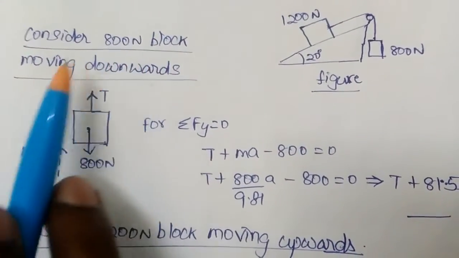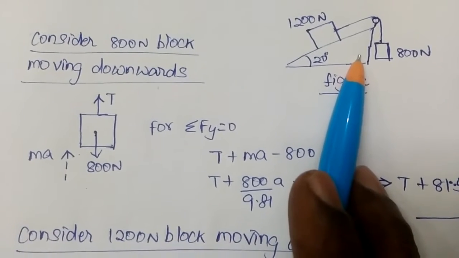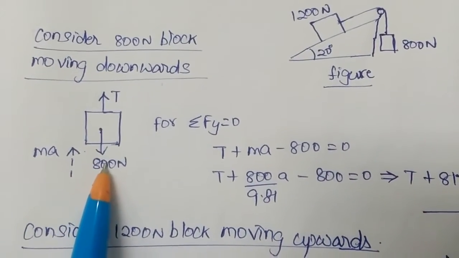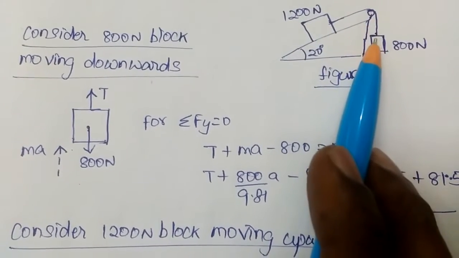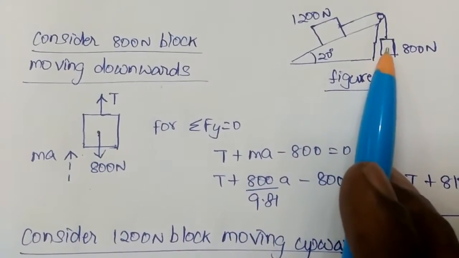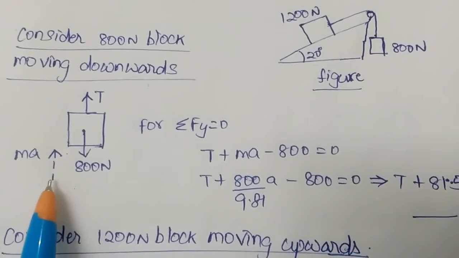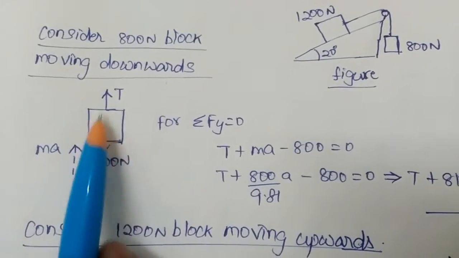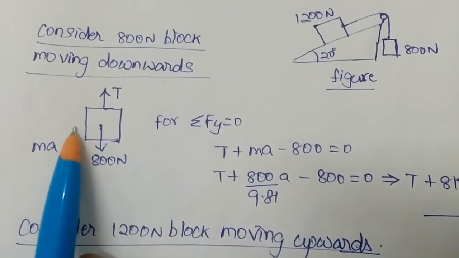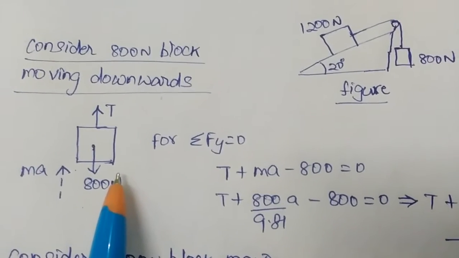Consider this 800 Newton block moving downwards. Since this body is not in contact with any other body or the inclined slope, there will be only vertical forces. So weight will be acting vertically downwards, and the tension in the rope or cable will be acting away from this block. As per D'Alembert's principle, whenever a body is moving in a direction, there will be an inertia force ma acting in the opposite direction. Since this body is moving downward, this inertia force will be acting in the opposite direction. There is no x direction, that is no horizontal force here.